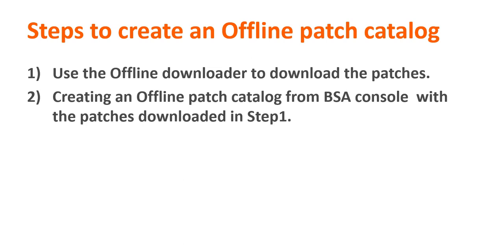These are the high-level steps to create an offline patch catalog. We'll first run the offline downloader to download the patches, and then we'll log into the console and create a patch catalog using the patches that are downloaded in step 1. Now let's begin the demo.